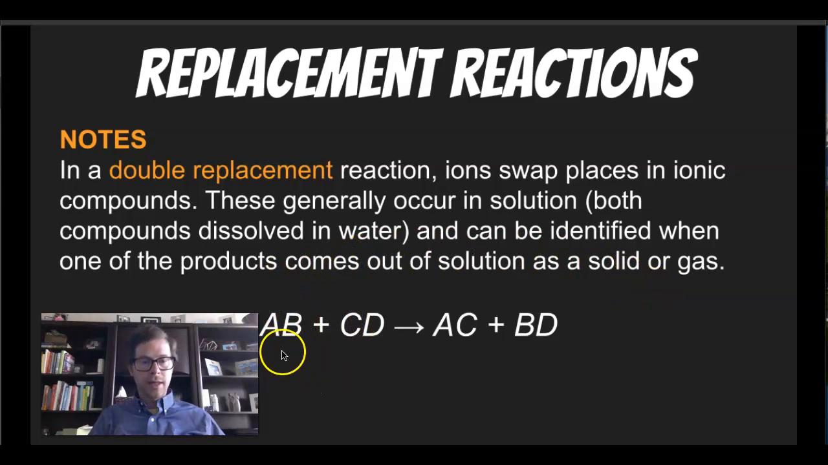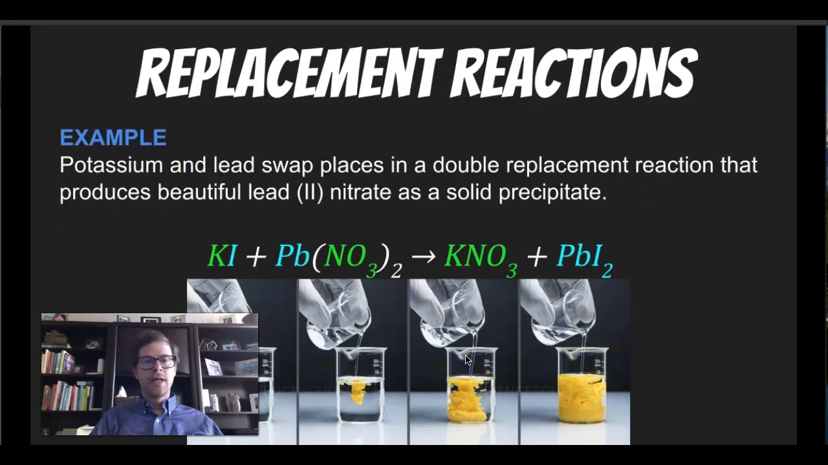So it might look like this. You've got a compound that's AB, element A and element B, and another compound that's element C and element D, CD, right there. And so when they swap places, you end up with A joining up with C and B joining up with D, and so you have these two totally different compounds afterwards. Again, pause the video if you need extra time to write down. Here's an example of that.